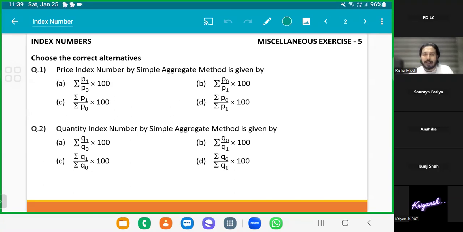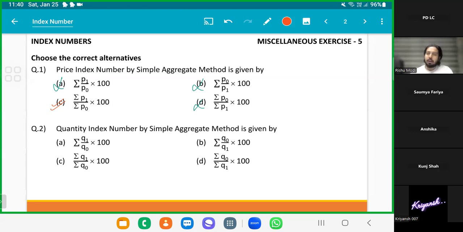Now be very careful while answering that. It is simple aggregative method. So it is summation P1 upon summation P0. If you say option A, that goes wrong because option A means you are finding P1 upon P0 into 100 and then you are doing the summation. So option A is absolutely wrong for us. Our answer will be option C. Summation P1 upon summation P0 into 100. So that will be your answer for question number 1. Understood, Veer? Where it went wrong.